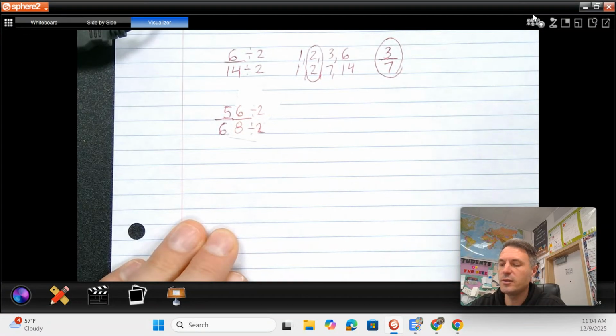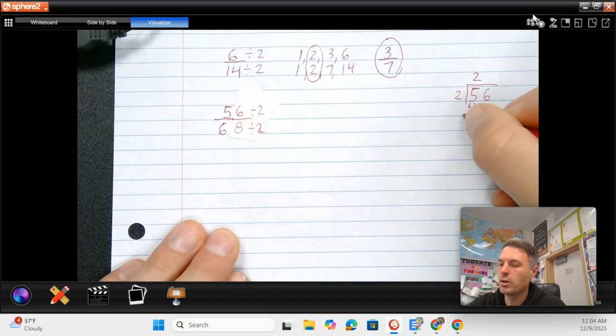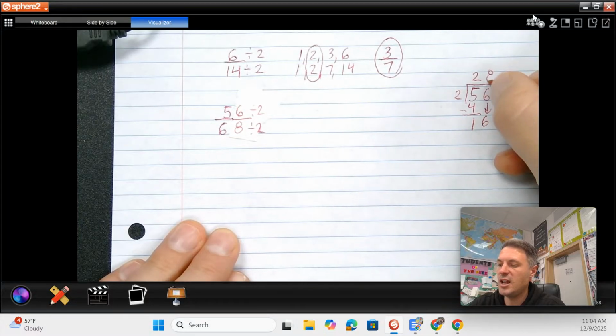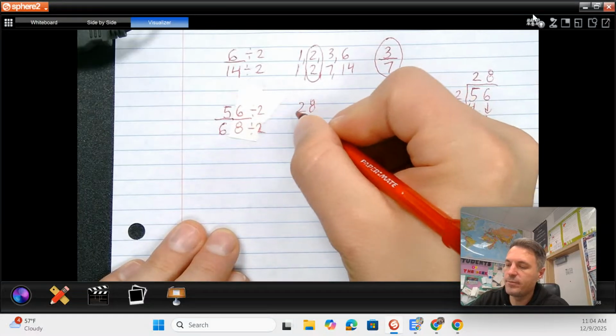What's 56 divided by 2? Well, we can do that over here. 56 divided by 2. 2 can fit into 5 2 times. 2 times 2 is 4. 5 minus 4 is 1. Bring down the 6. 2 can fit into 16 8 times, and 8 times 2 is 16. So 56 divided by 2 is 28.